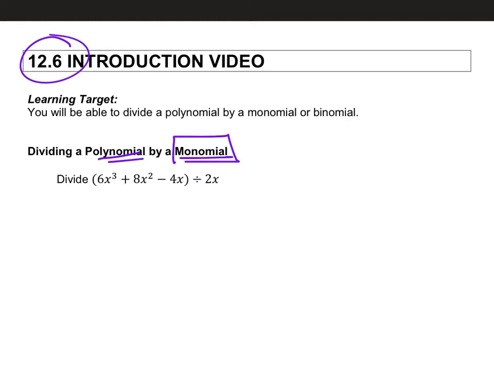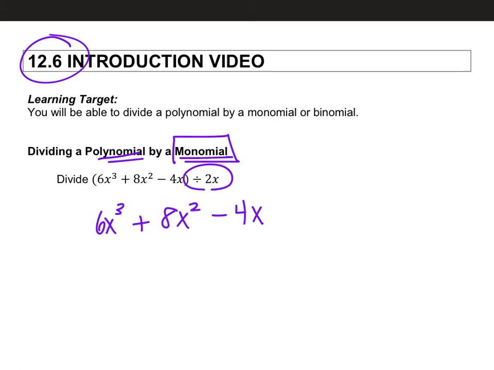Those will be polynomials that don't have a plus or minus sign. So we have our first example here, divide 6x cubed plus 8x squared minus 4x divided by 2x. So we're going to rewrite that first polynomial, 6x cubed plus 8x squared minus 4x. And when you divide by a monomial, we're going to divide every single term by that monomial.